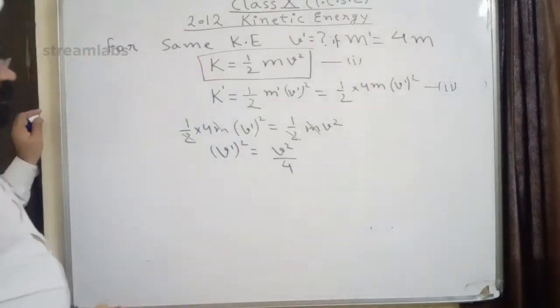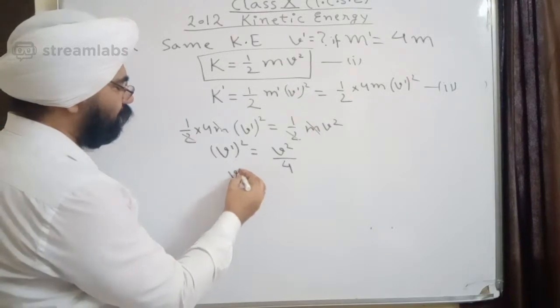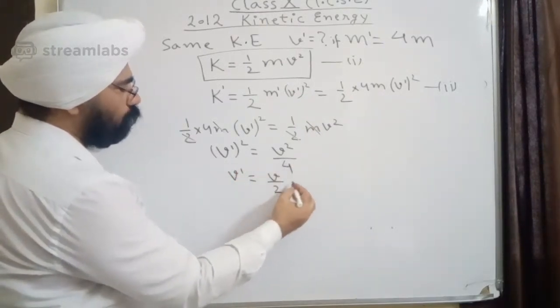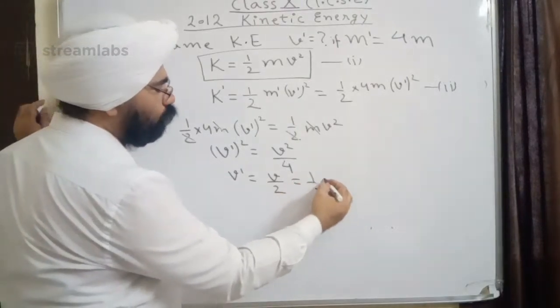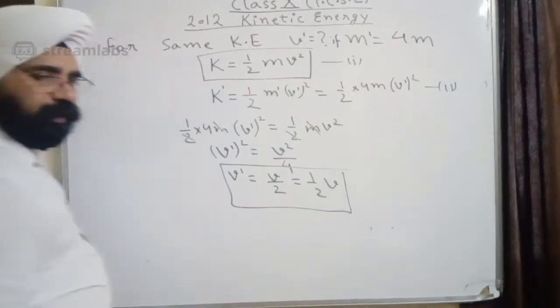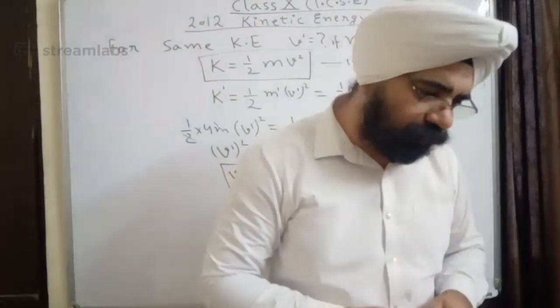Got it? So we take the square roots on both the sides, which means v dash is equal to v by square root of 4, which is 2. So we should reduce the velocity to half the initial value. If we reduce the velocity to half the initial value, velocity is halved, says Kratika.